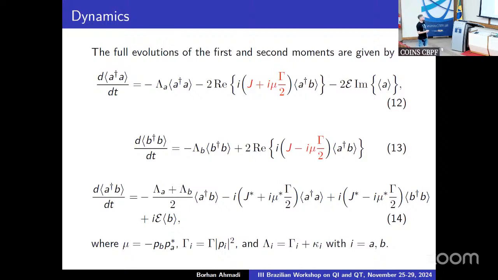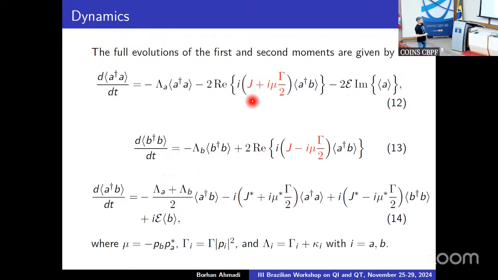So the full evolution of the system is described in this form. This is the second moment. For the first moment, there are similar equations, but I haven't written them here. As you see, this is the energy of the charger, this is the energy of the battery, and this is A dagger B for the interaction.